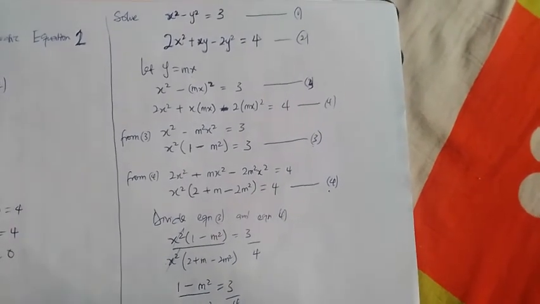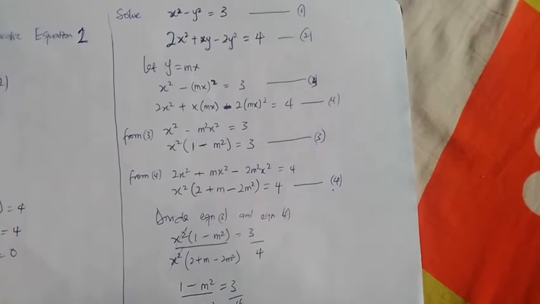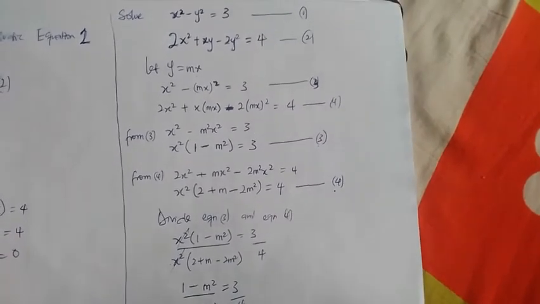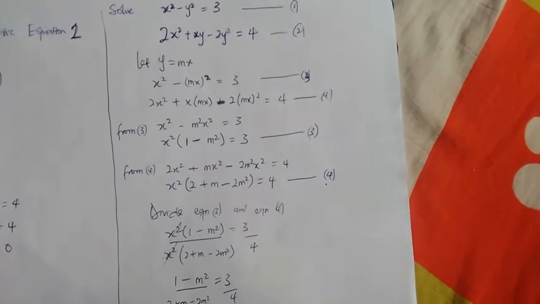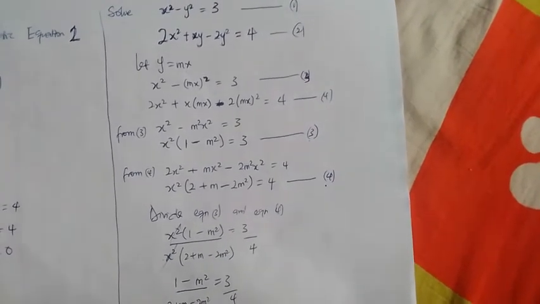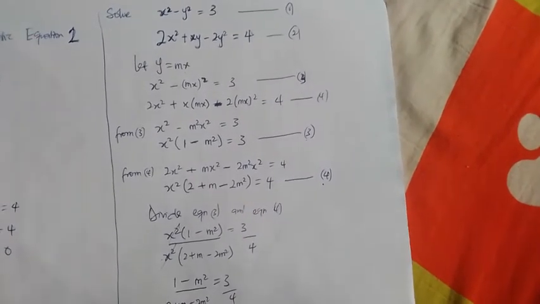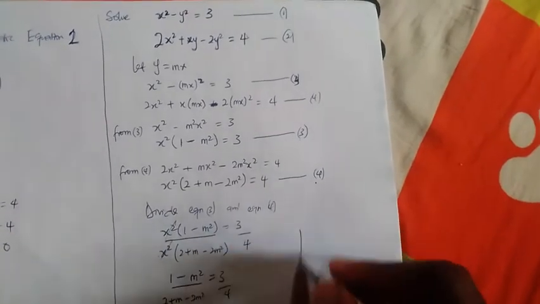We have 4 minus 4m squared equals 6 plus 3m minus 6m squared. On adding, we are going to have 2m squared minus 3m minus 2 equals 0.